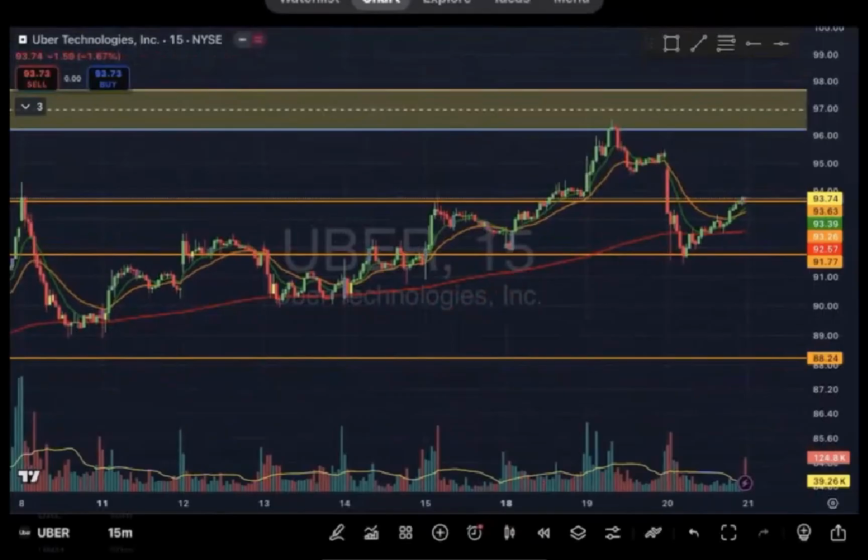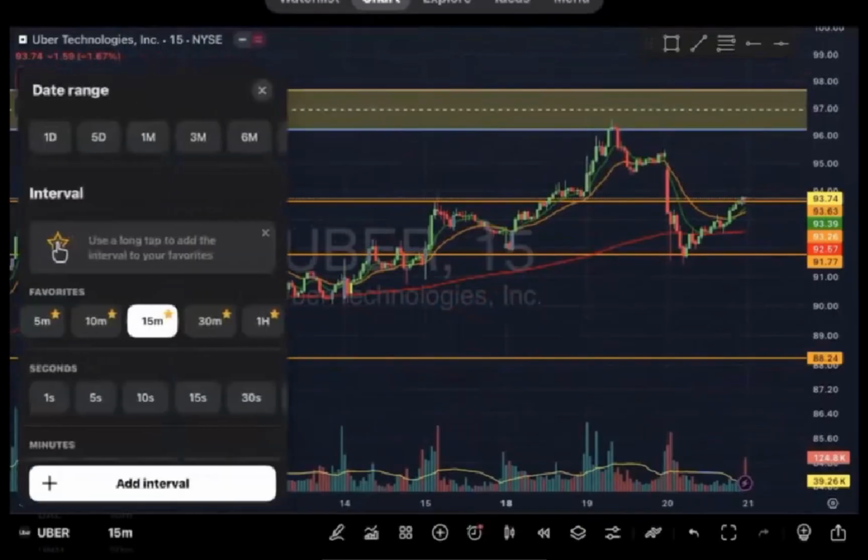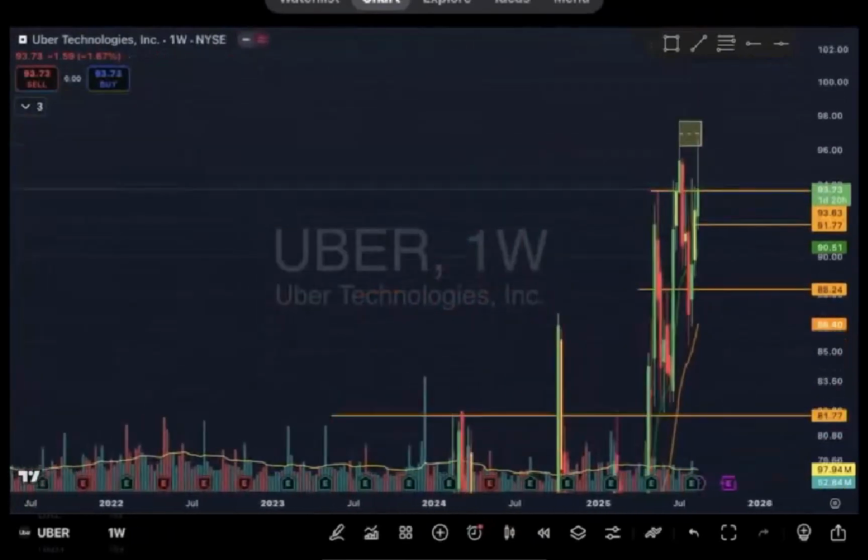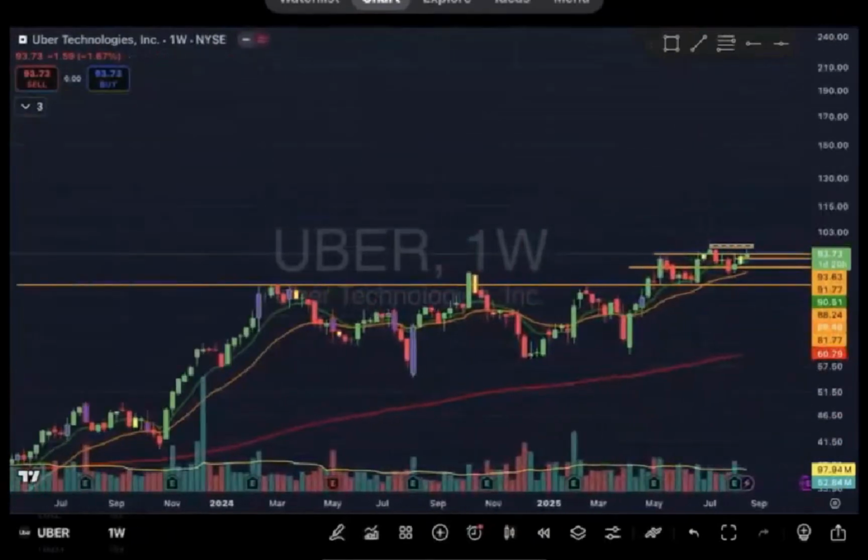Indicate a reversal? Yeah. As in, at where you got into that Uber play. Okay, so the reason I got into Uber, right, was because we were making higher highs and higher lows.